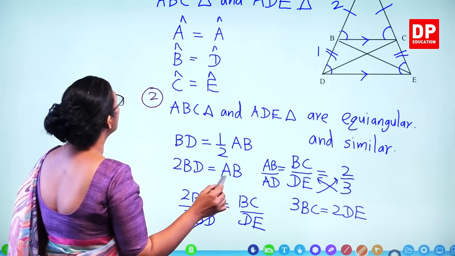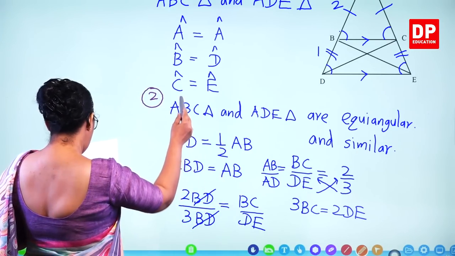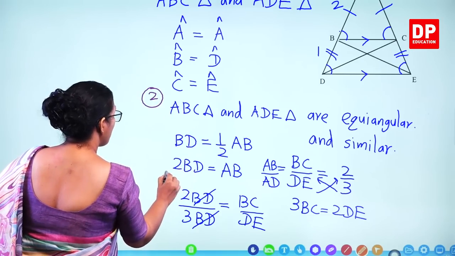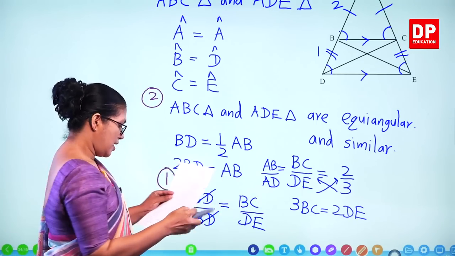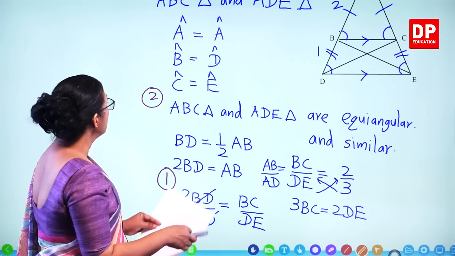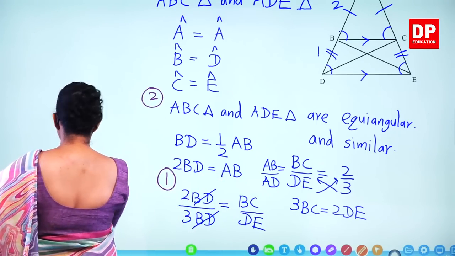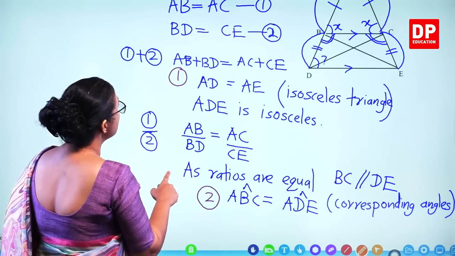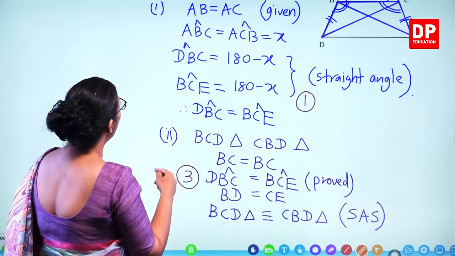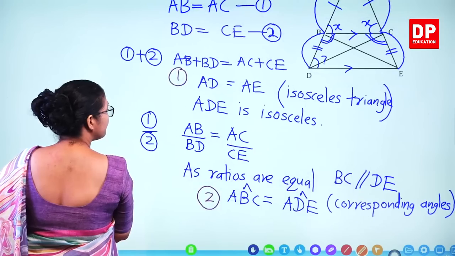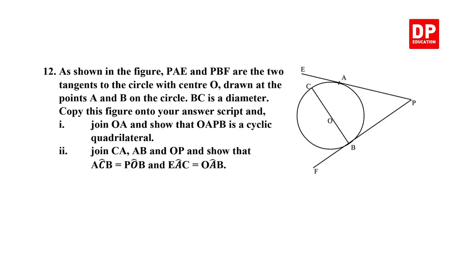So 2 marks we gave for this part, and 1 mark for showing this equation. So that's 3, 3, 6, and 4, 10 marks. And we'll do last question in this paper.